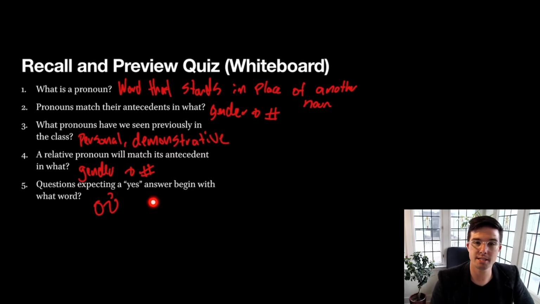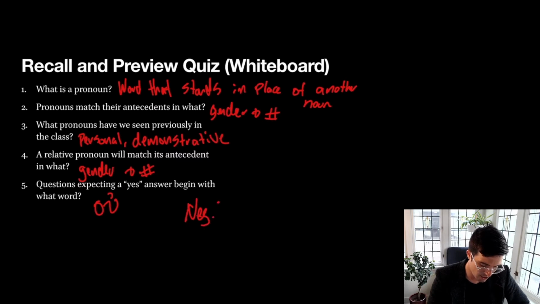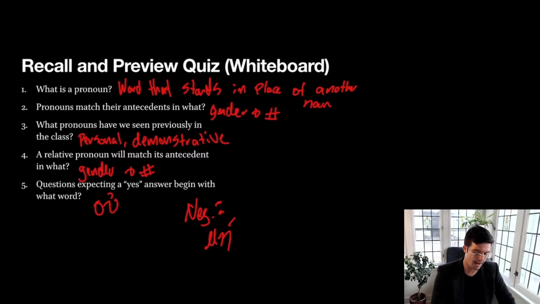And then questions expecting a yes answer in Greek begin with the word ou. So this is new material from the Black lesson for this week. Questions that expect a negative answer are going to be introduced with the negative particle mē. So if I wanted to say, you like pizza, don't you? In English, that don't you at the end expects that you do like pizza, that you're going to say, yes, I do like pizza. If Greek were to ask that question, it would introduce the question with an ou.